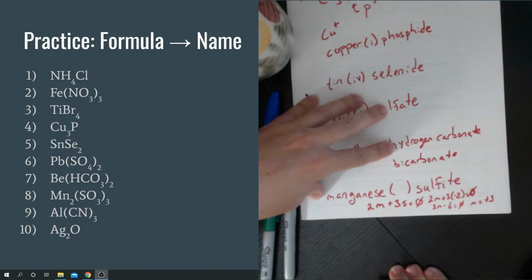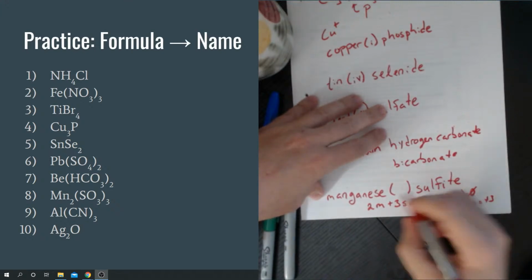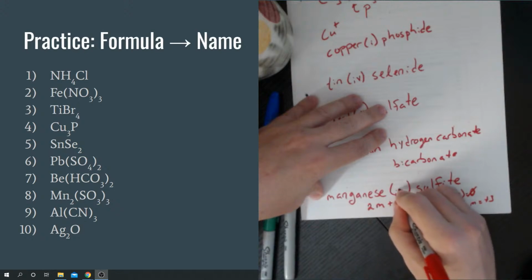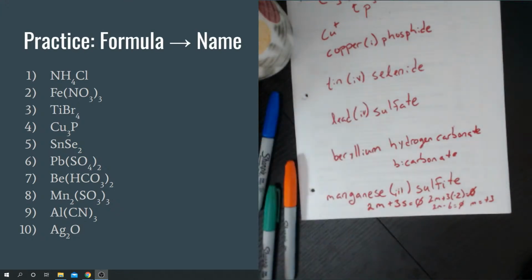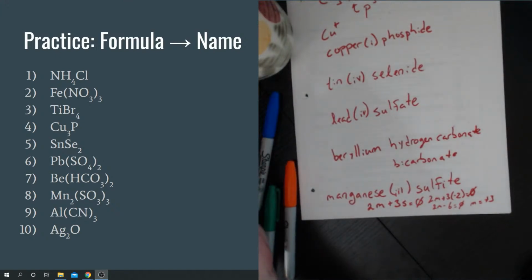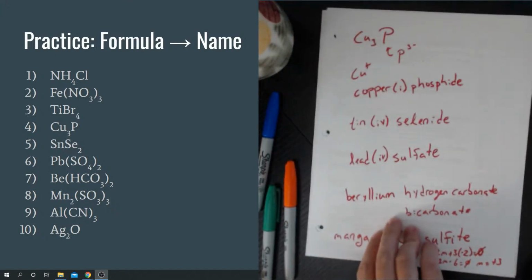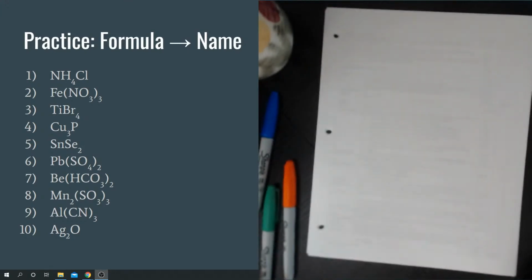So a little bit of math. Not the most difficult math, but if you're not that good at algebra, you're going to struggle with this. So again, practice, practice, practice. So this is manganese(III) sulfite. Moving on.